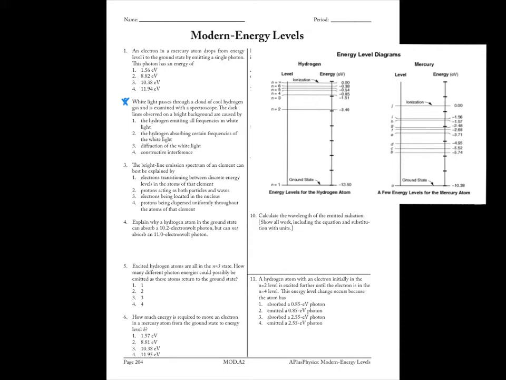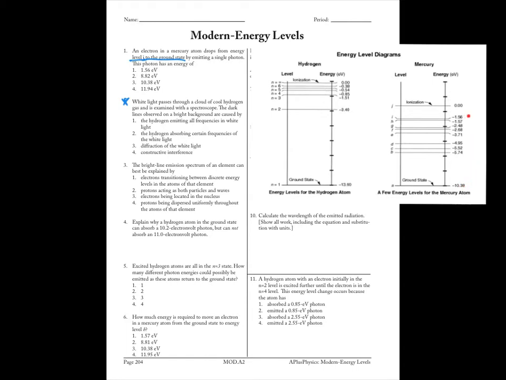Number 1 says, an electron in a mercury atom drops from energy level I to the ground state by emitting a single photon of what energy? So we need to take the difference between I and ground state. So we look at this diagram for mercury. We look at energy level I, negative 1.56, and ground state is negative 10.38. How do we figure something out with these two numbers?